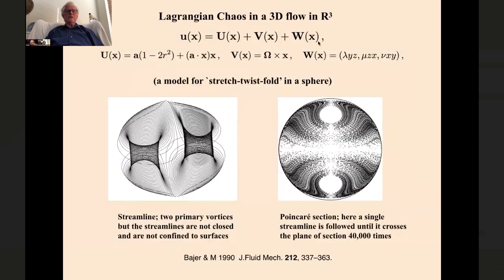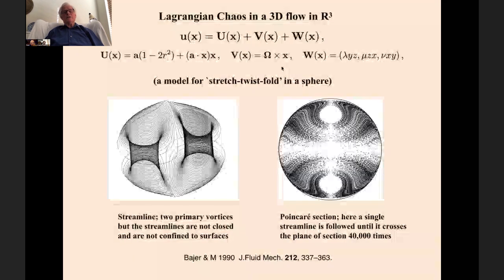Another example is a steady 3D flow, this time in R3 inside a sphere, a velocity that has 3 ingredients, U, V, W. U is like a Hill's vortex inside a sphere, pointed in the direction of the vector A. V is rigid body rotation in the sphere, and W is a superposition of 3 twists. The coefficients lambda, mu, and nu have to sum to 0 to keep the flow inside the sphere.